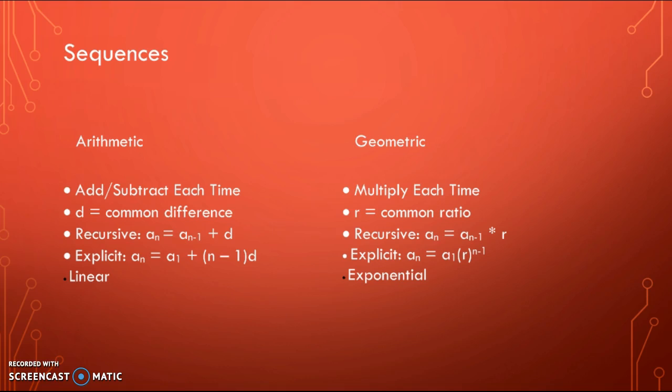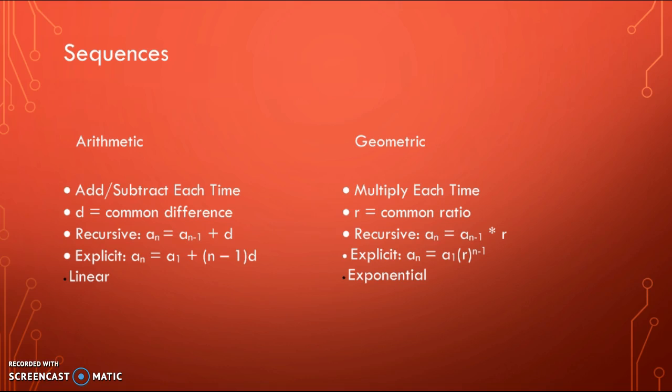For arithmetic, you're adding or subtracting the same number each time, and that number that we add or subtract is called our common difference. We have two types of formulas, the recursive and explicit. Recursive is more of a definition. It defines what's going on in your sequence. So for our arithmetic, it's a sub n, so your term right now equals a sub n minus 1, the previous term, plus your common difference.